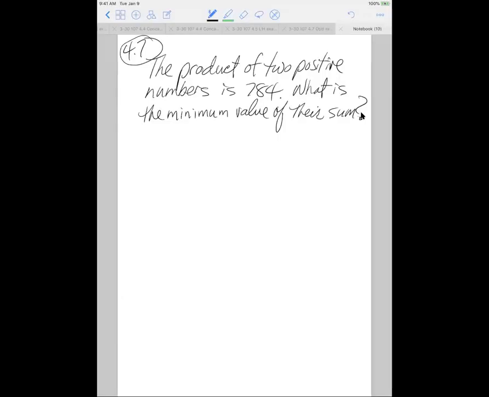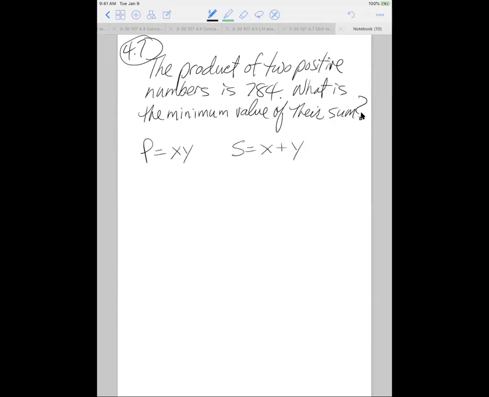The main idea here is that where you've got an optimization problem, you typically have two equations in the situation that you're given. In this case, the product of two positive numbers is 784. What is the minimum value of their sum? There's a product equation and a sum equation. The product equation is of two positive numbers, which I'm going to call x, y. And we have the minimum value of their sum, so we've got a sum equation.